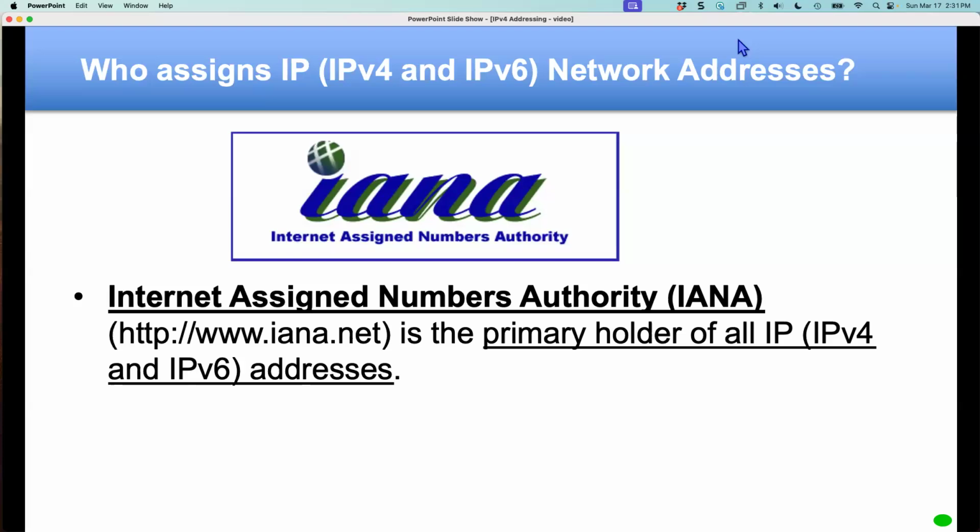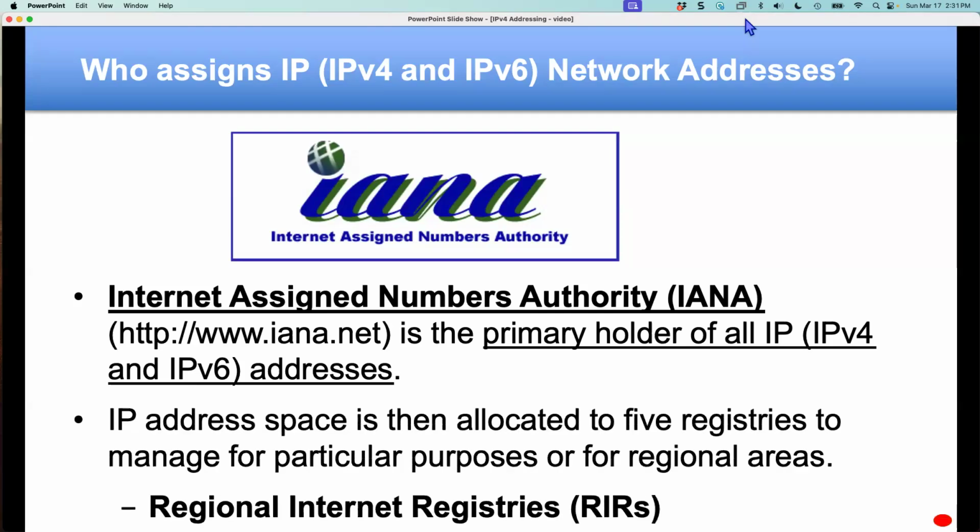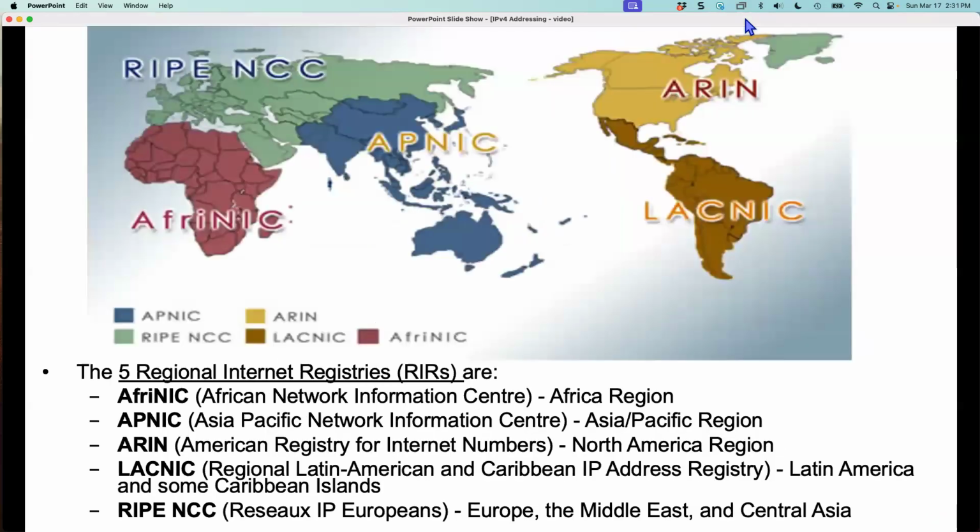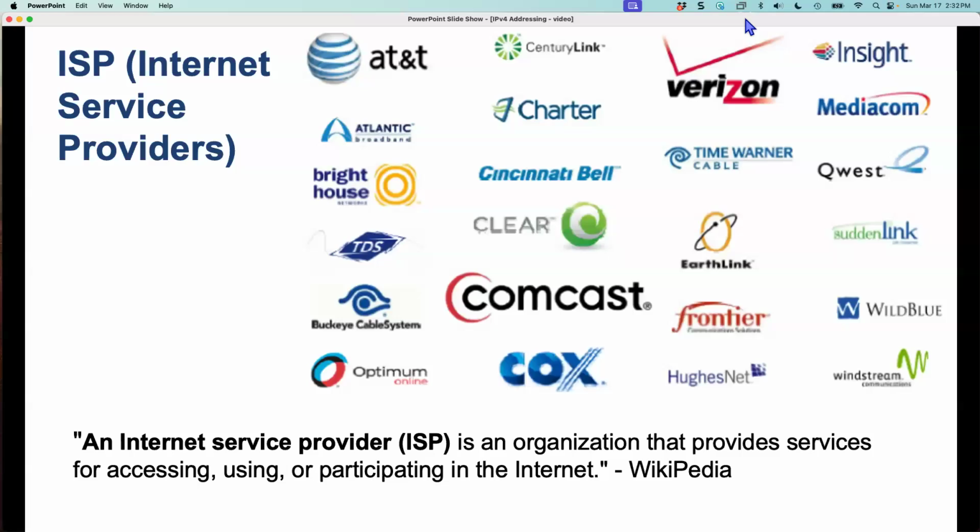Okay, let's talk a little bit about who actually assigns these public IPv4 addresses. It all begins with IANA, Internet Assigned Numbers Authority. They're the primary holder of both IPv4 and IPv6 addresses. They then allocate addresses to the 5 regional internet registries, RIRs. You can see that they're each in a different geographical location. The regional internet registries then allocate addresses to internet service providers, but also content providers or companies that want to get an address directly from a regional internet registry.